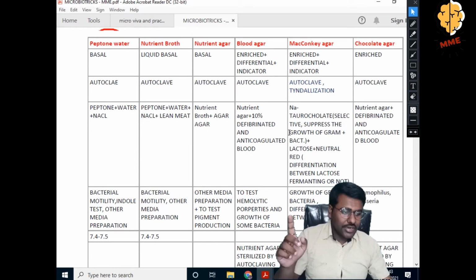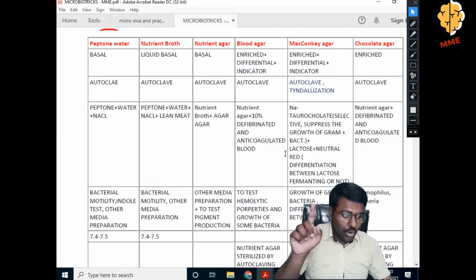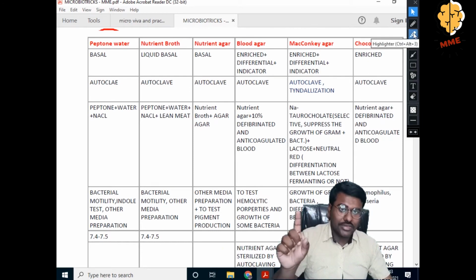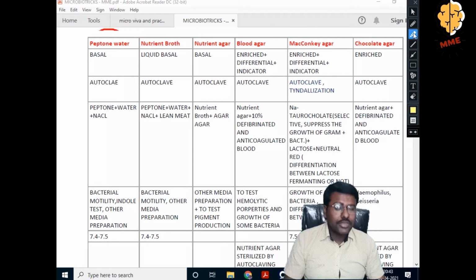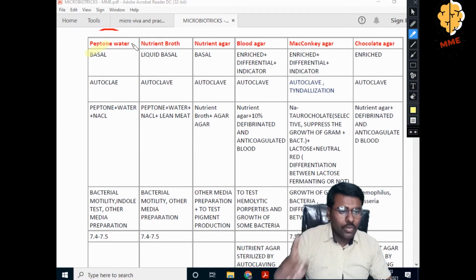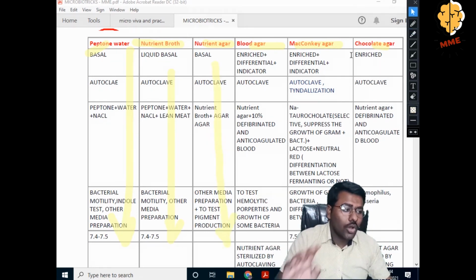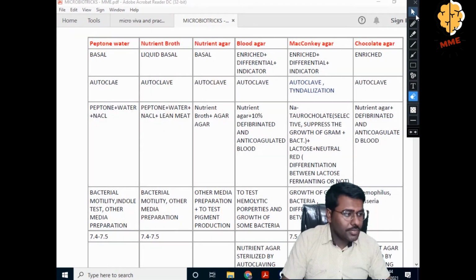Now coming to the master chart. I will provide the PDF. You have to read all of the things in this, because for all of the VIVA exams and all the VIVA questions, I guarantee that in this PDF, in this master chart, all questions have come. All. Okay. Just read peptone water, nutrient broth, nutrient agar, blood agar, MacConkey agar, chocolate agar. Read all of the stuff, and no question will be missed in your exams. When I provide the PDF, just study all of them.